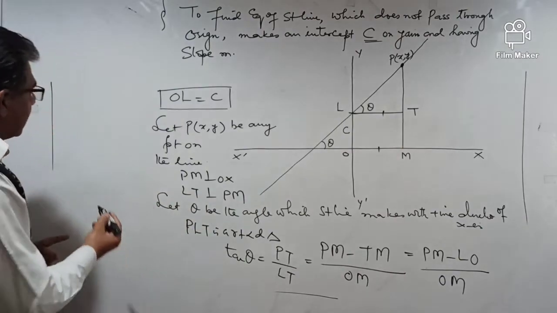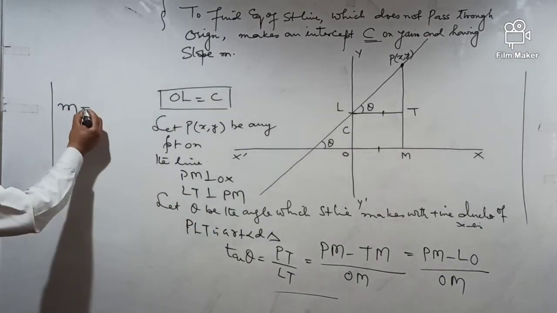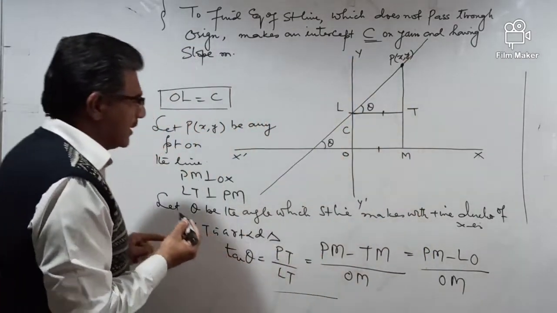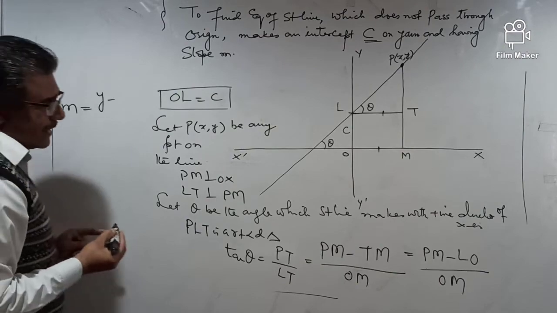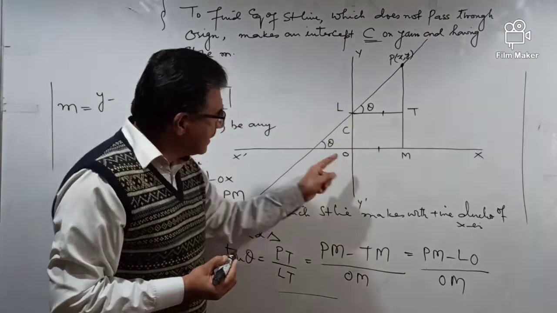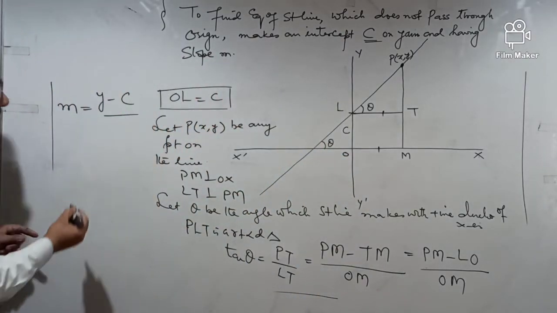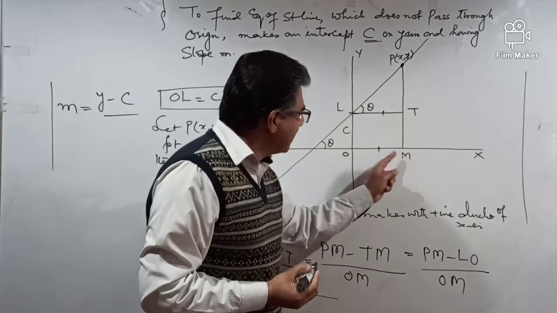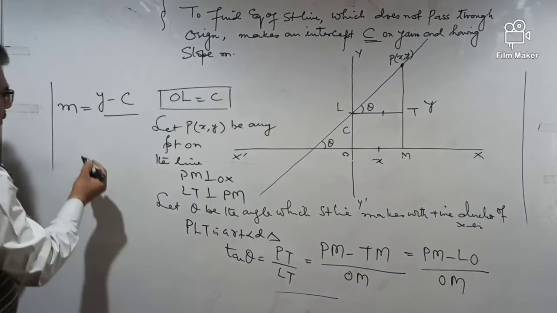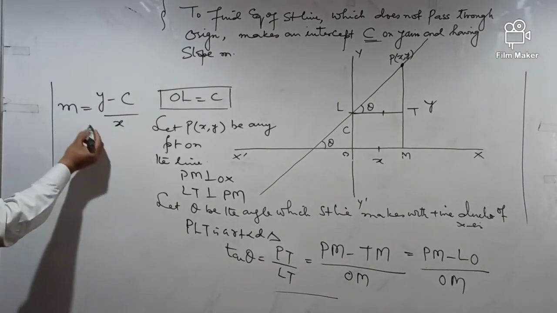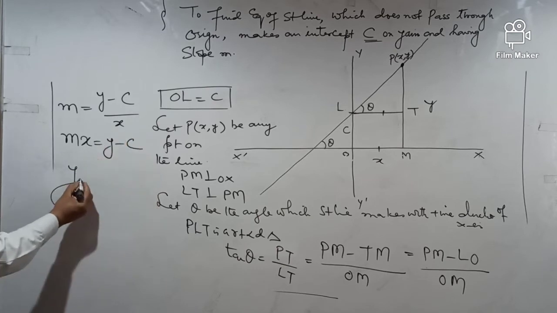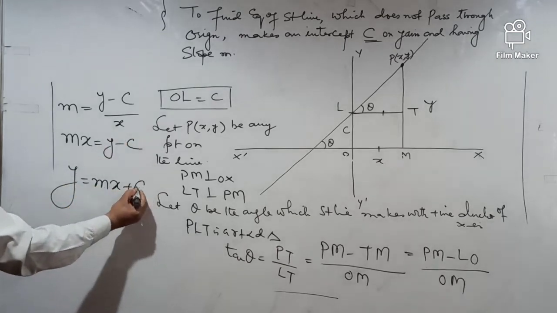Now what is this tan theta? This tan theta is m. You know, it is equal to. What is PM? PM is the height. Height is Y. So instead of PM, I can write Y minus LO. LO is C. देखिए, this is the intercept. LO is C. So I can write C here. Divided by OM. OM is X, because this distance is X and this distance is Y. So this is X. Now what I will do, I will cross multiply. That is mx is equal to y minus c.